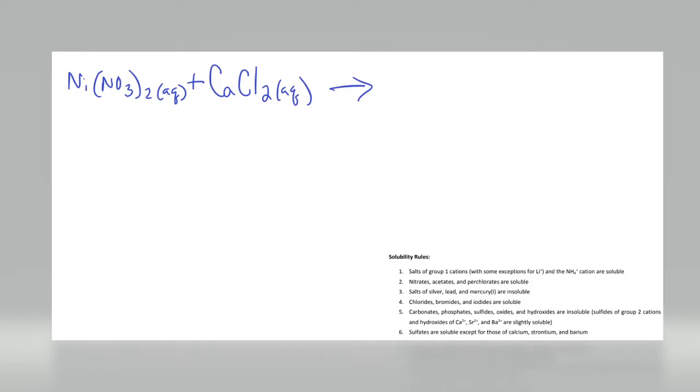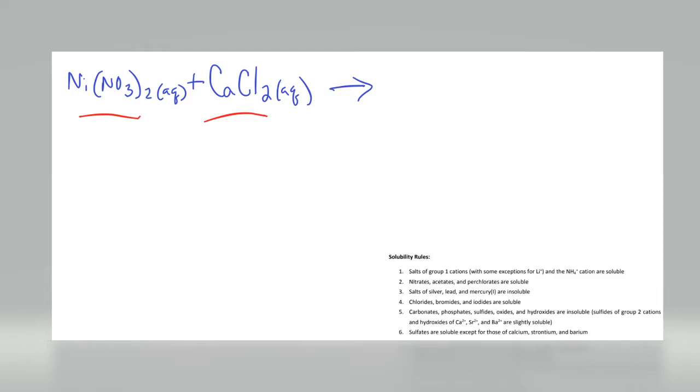Hey there. So this example has to do with solubility rules, and essentially you're trying to figure out what the products are and if they are going to be precipitate, solid, or if they are going to just stay aqueous. But before we can figure out what the products are, we need to figure out what these ions would be in solution. So first, on the left-hand side, we have a nickel nitrate and a calcium chloride.